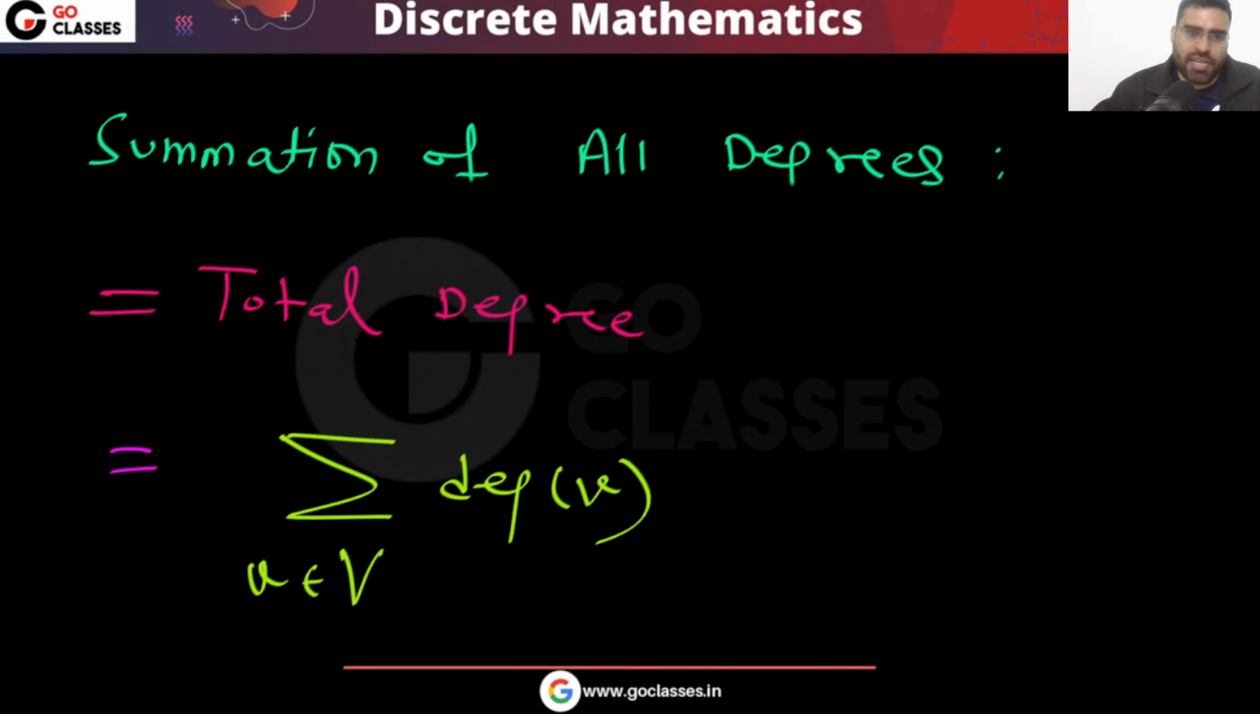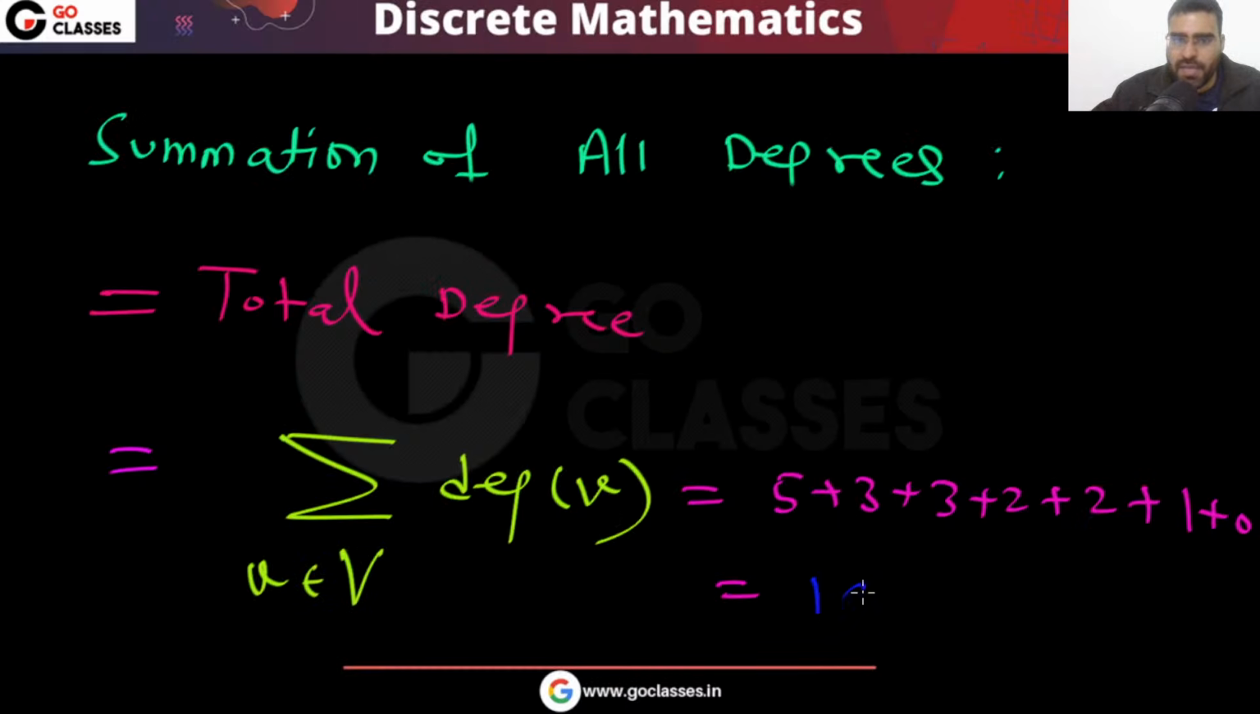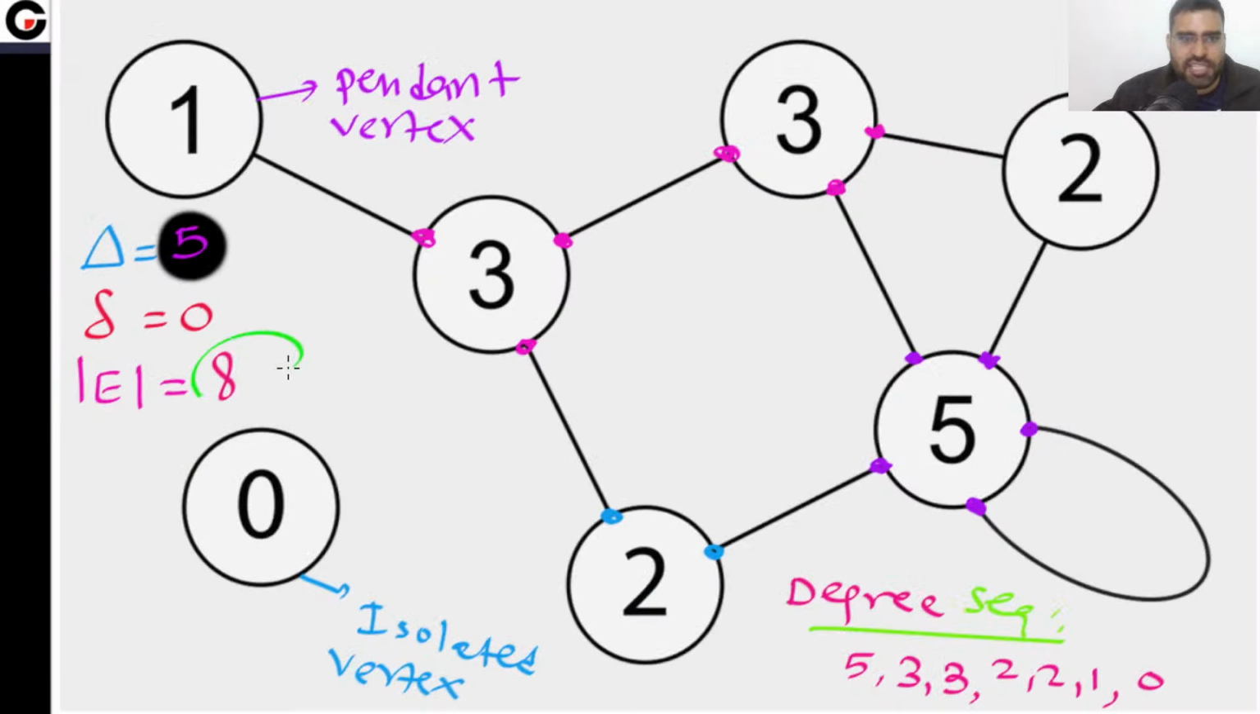Summation of all degrees for every vertex will be 5 plus 3 plus 3 plus 2 plus 2 plus 1 plus 0. Just do the summation of all these, so that is going to be 16. Is it a coincidence that this is equal to twice the number of edges? Can you notice this is twice the number of edges? Number of edges is 8.